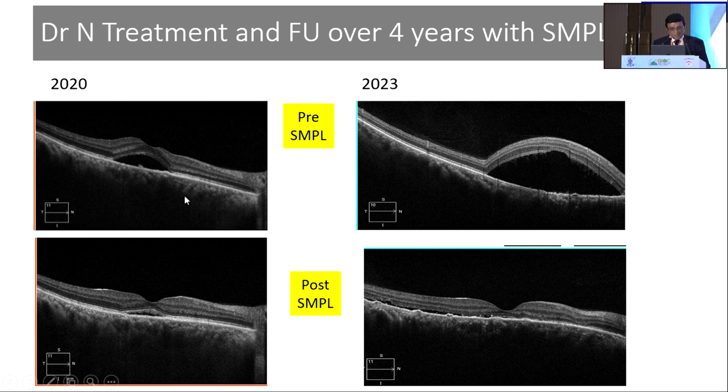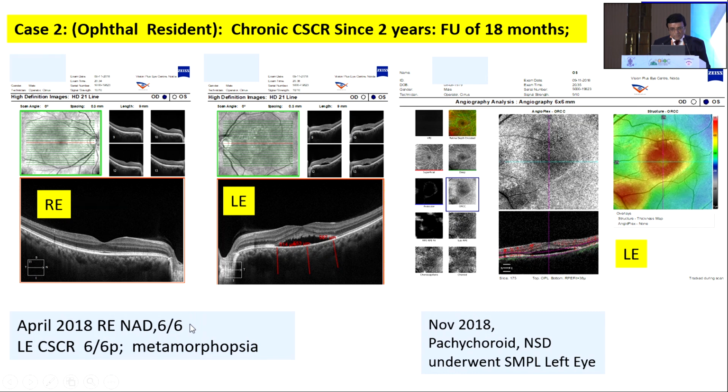I have followed him up now for 4 years. There have been 3 episodes of micropulse laser treatment in this patient. So this is pre-micropulse and this is post-micropulse, and he did well. This is an ophthalmology resident. He has now finished his post-graduation. And he used to drive down and come to me with his CSCR. We treated him, managed him well. He was under a tremendous amount of stress.